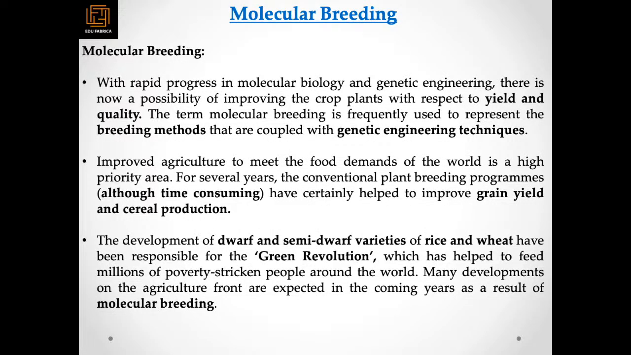Then molecular breeding. This is a better technique than the normal plant breeding technique that is being used. You can frequently use this technique for breeding methods that are coupled with genetic engineering techniques. Improved agriculture to meet the food demands of the world is a high priority area and has certainly helped to improve grain yield and cereal production. The development of dwarf and semi-dwarf varieties of rice and wheat have been responsible for the green revolution. So many developments on the agriculture front are expected in coming years as a result of molecular breeding.